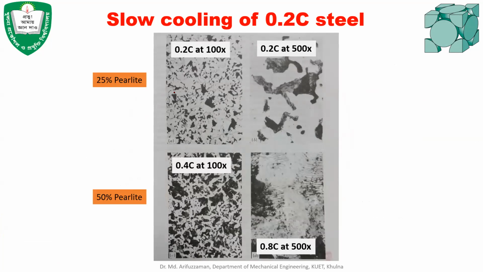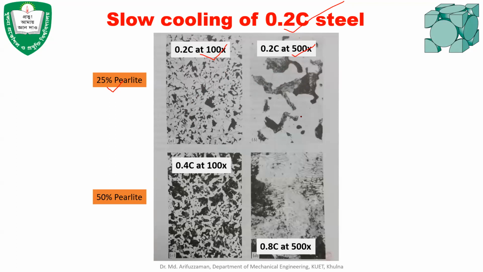Okay, so there's some example of slow cooling of 0.2% carbon steel. This is the real life microstructural image of 0.2% carbon steel. At 100x magnification, there is 25% perlite, and if you increase the magnification up to 500x, the white regions indicate ferrite, and the black regions indicate perlite. So the perlite percentage is 25% and 75% will be ferrite.